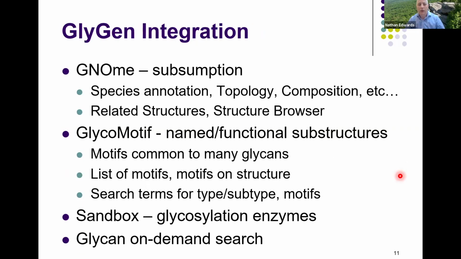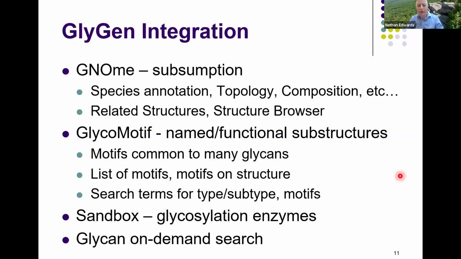Many of what started out as external tools have been integrated with GlyGen. Subsumption is something that we support quite extensively in GlyGen already. Our species annotations incorporate a subsumption logic, which allows us to transfer information about the species of a glycan from its more specific structures to those with less information. We also have information on topologies, compositions, and fully defined structures related to the structure of interest. But we also have these links called related structures and structure browser that jump out to the GNOme infrastructure. And I'll demo those today.